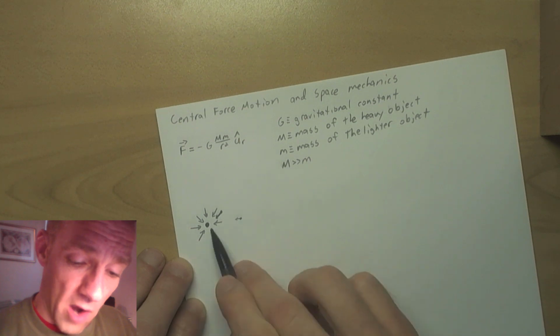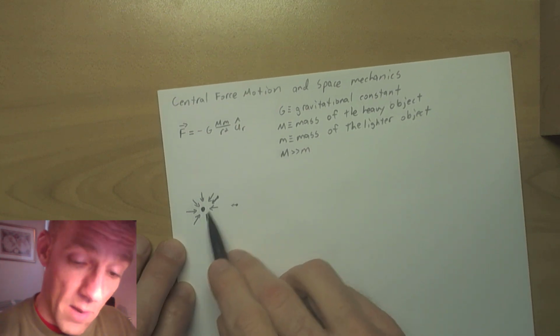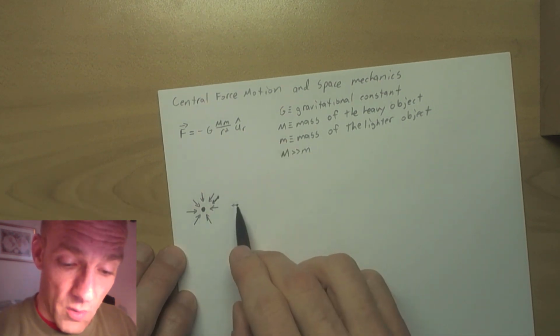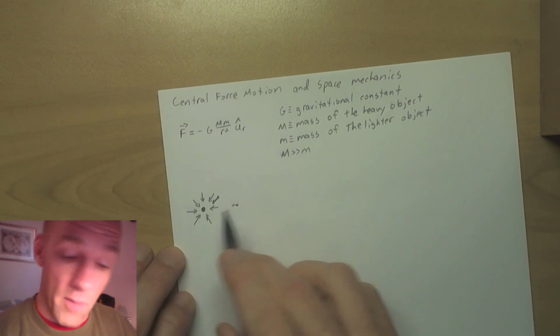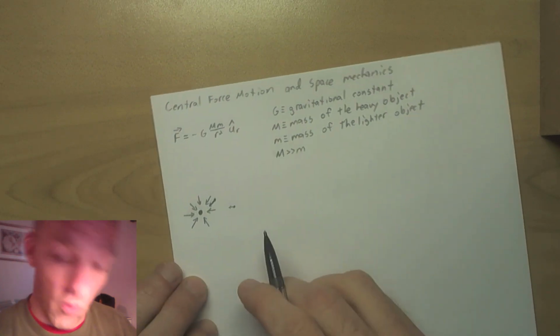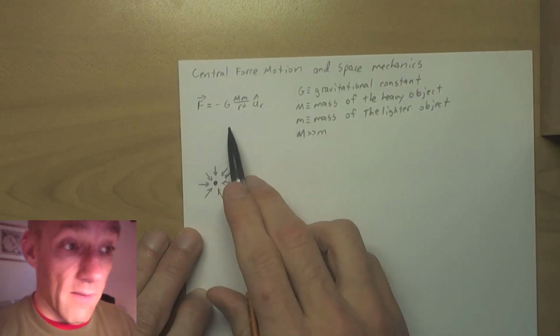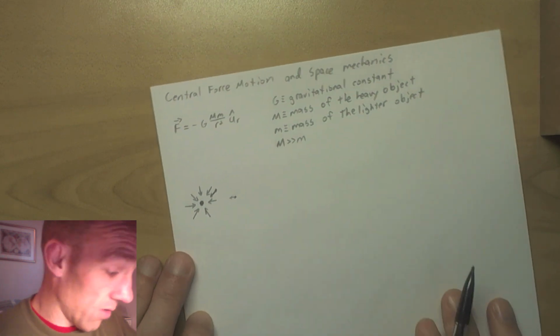If they were approximately the same mass, then the heavy body would move. It would be tugged on by the light body about as much as the light body is tugged on by the heavy body, and then they both wind up moving around quite a bit. So for this formulation to be accurate, we assume that the heavy body is not moving much.